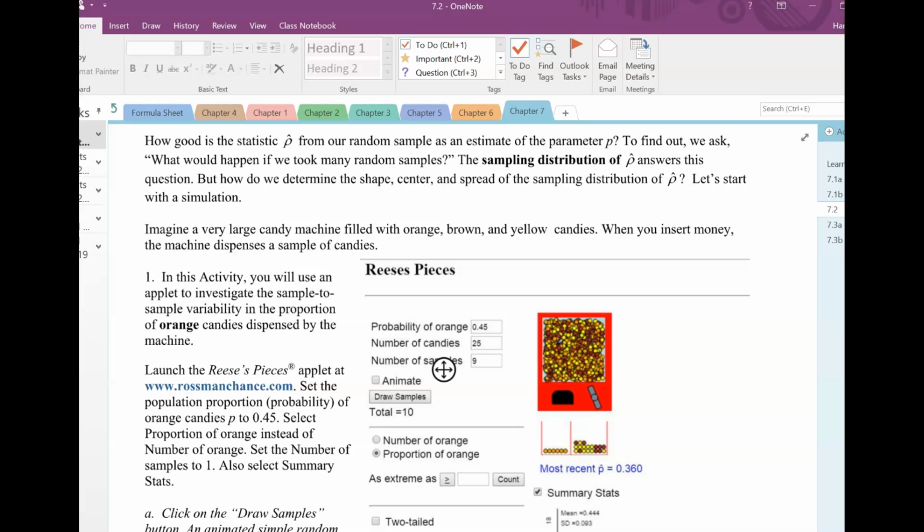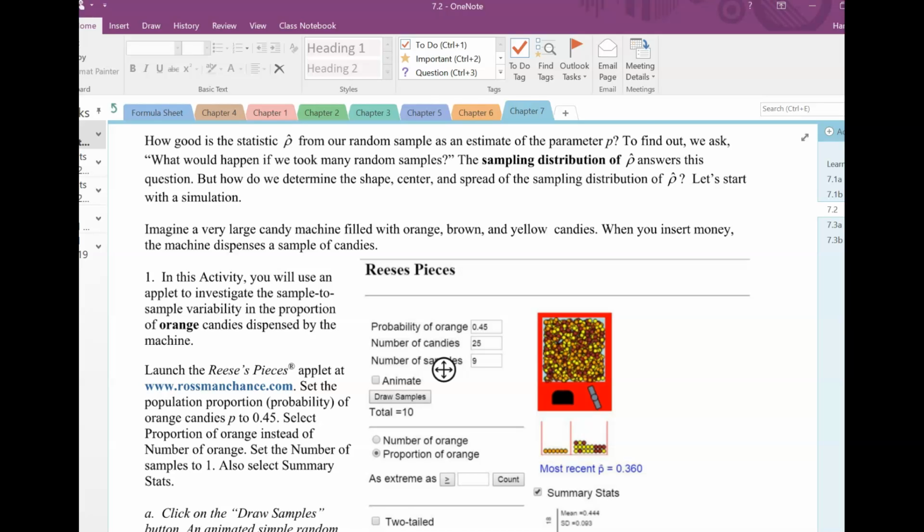So remember, every random sample will give you a slightly different proportion. So if I did another sample of 501 teenagers, my proportion of success will be slightly different. So what would happen if we did many random samples? Well, that will give you the sampling distribution of p hat. So how do we determine the shape, center, and spread of the sampling distribution of p hat?